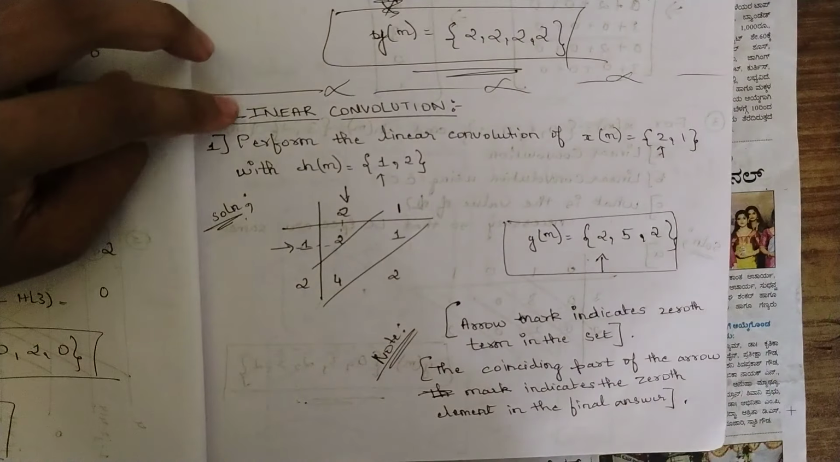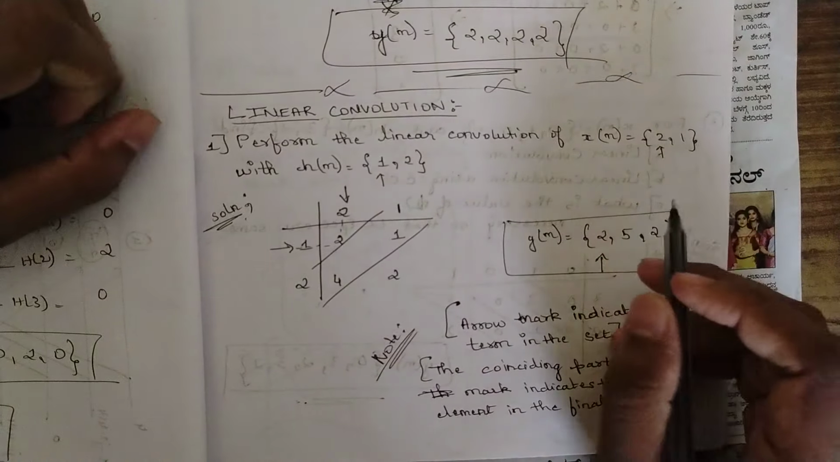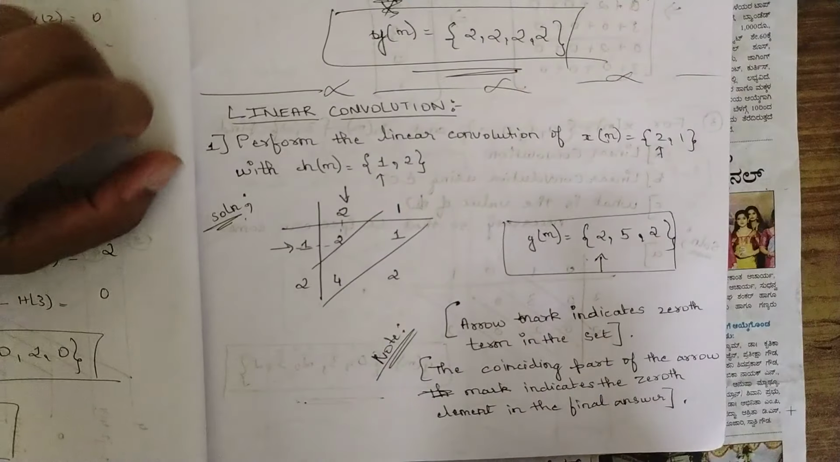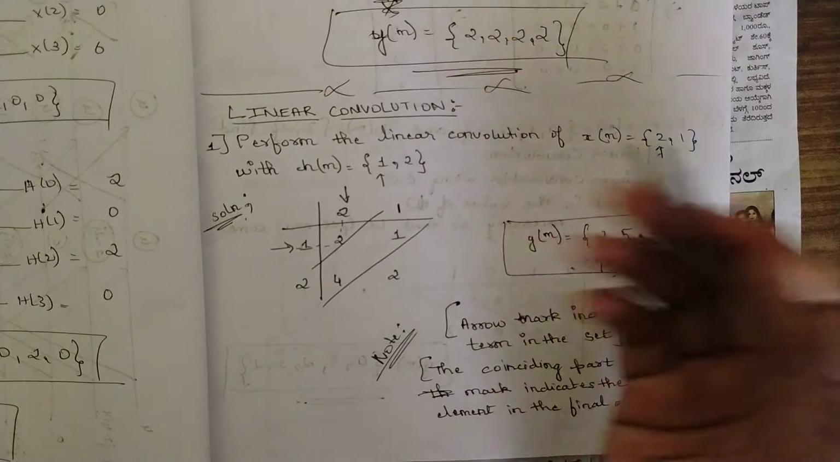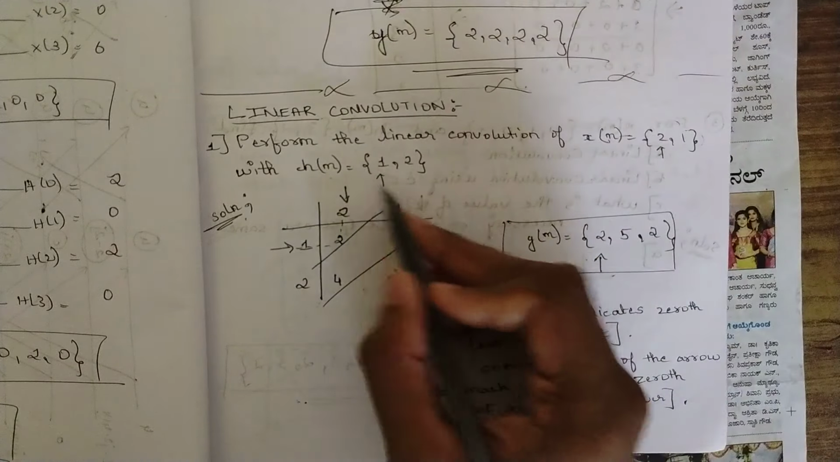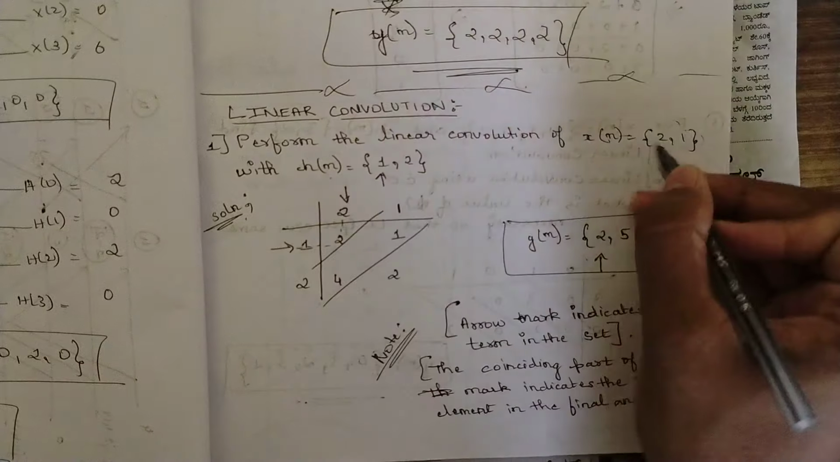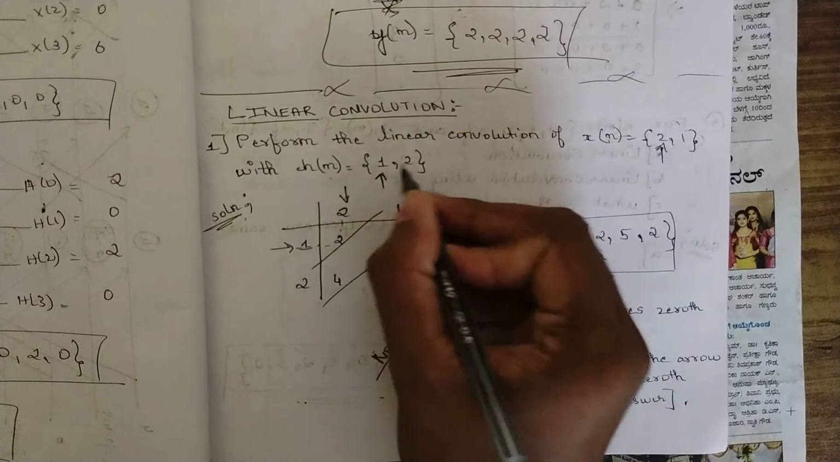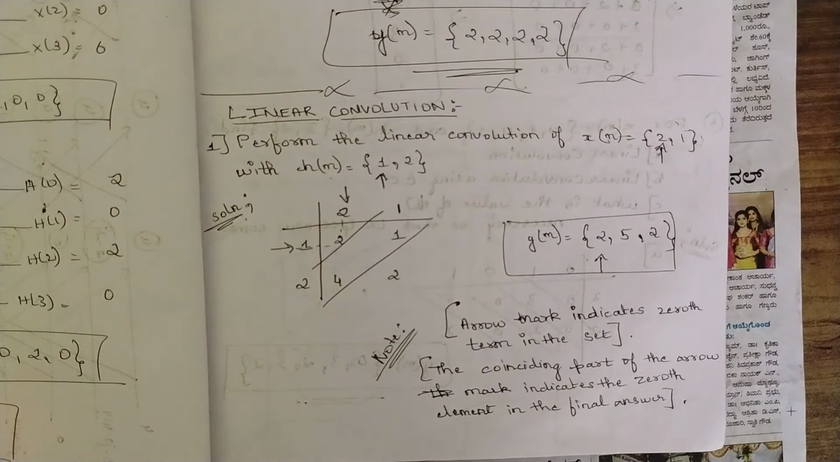So what is linear convolution? Linear convolution means nothing much. Here also they would be giving two sequences. First I will tell you how to solve linear convolution problems generally. Let's take two simple sequences of 2 points: x of n is 2 comma 1, h of n is 1 comma 2. They would also give you at which value the arrow mark is. You should look at that very carefully.